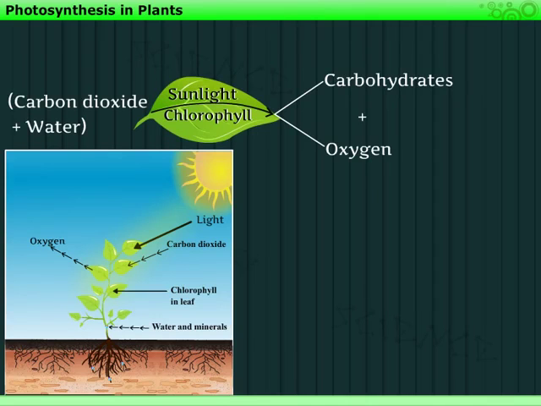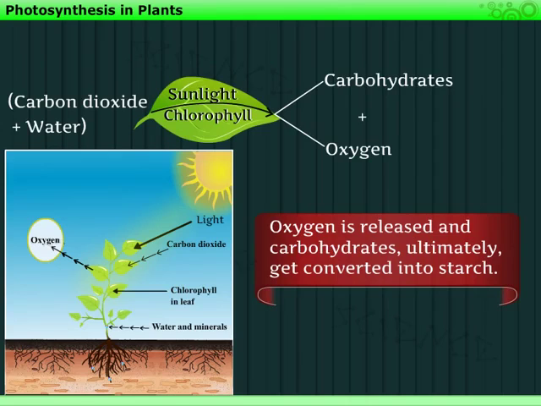In this process, oxygen is released and carbohydrates ultimately get converted into starch. Starch is also a carbohydrate. Its presence in leaves indicates the occurrence of photosynthesis.